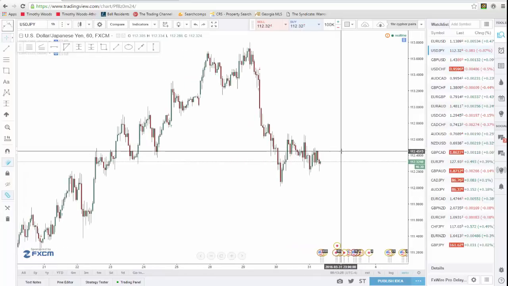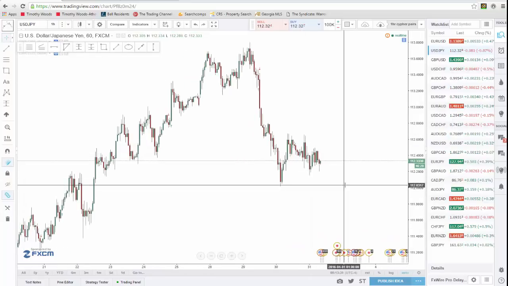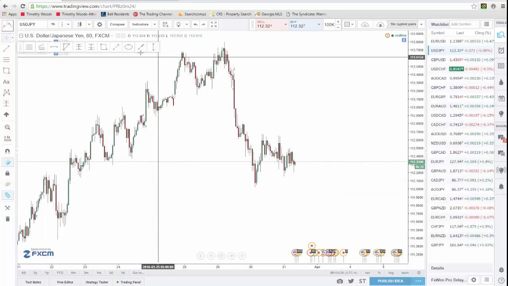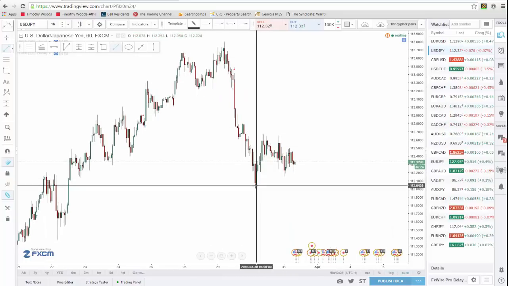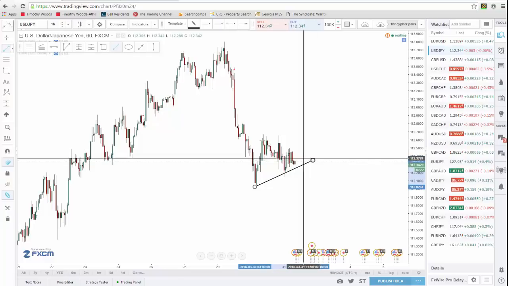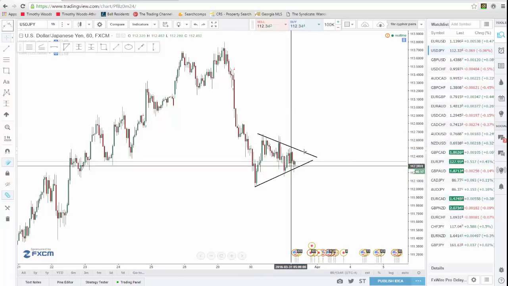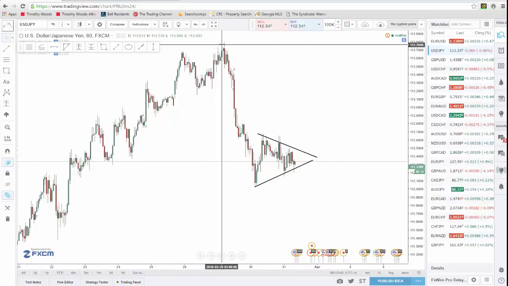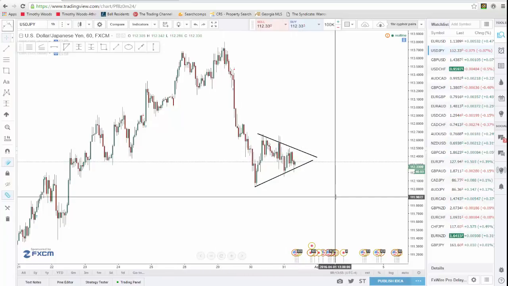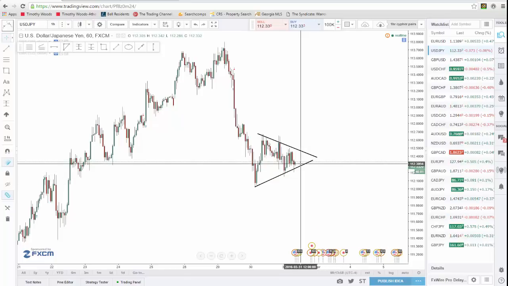The dollar yen is not presenting us with any trading opportunities this morning, other than maybe a breakout of this small triangle to the downside. I would not be interested in a breakout to the upside on this one because of this impulsive move down. That's a topic for another day and possibly another video.